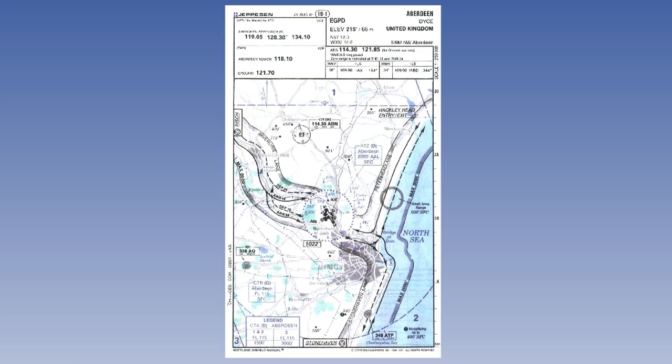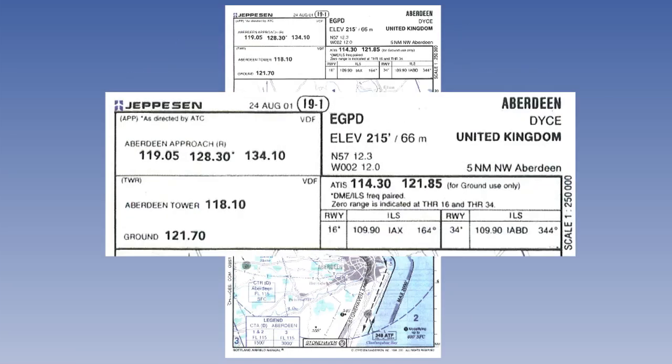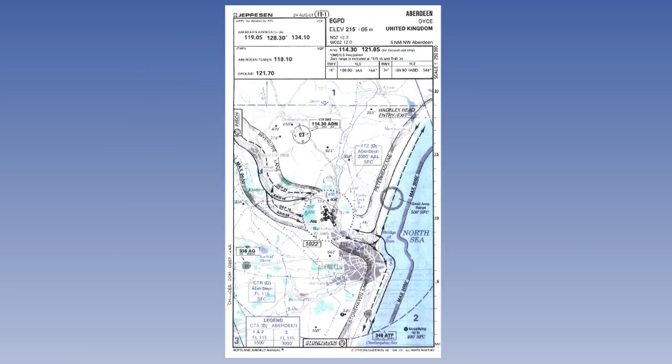The next chart in the series is 19.1, which is the visual approach and departure chart in a larger scale. In this case, 1 in a quarter million. The head of the chart is of the same style as the IFR charts, showing the airport name, elevation, geographical coordinates, and relevant frequencies. The main body of the chart is the same as the area chart, except in greater detail. For example, in this chart, the entry and exit routes are a little clearer and offer more detail.